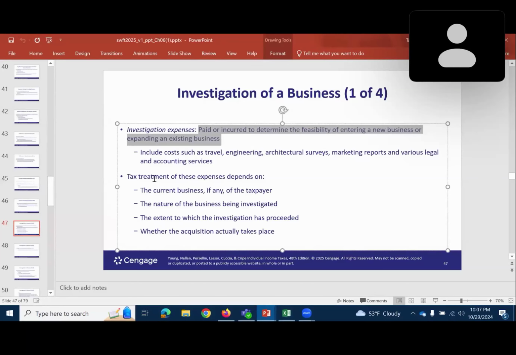The tax treatment of these expenses depends on these four things. The current business, if any, of the taxpayer. Our taxpayer is a dentist. The nature of the business being investigated. Is it a dental place or is it a spa that he just wants to own to make money on? Does that work with ours? The extent to which the investigation had proceeded. How many expenses did you have? It's got to be reasonable. Whether the acquisition actually takes place.